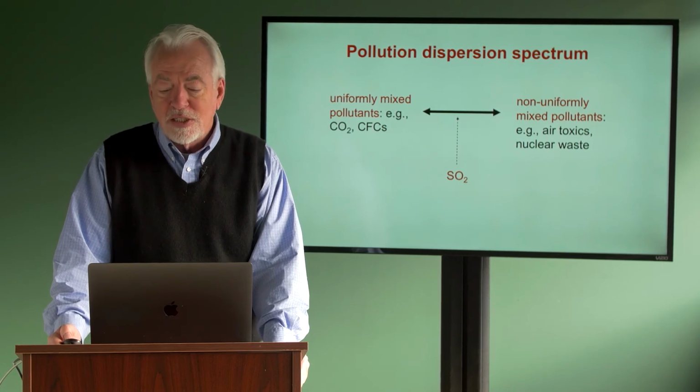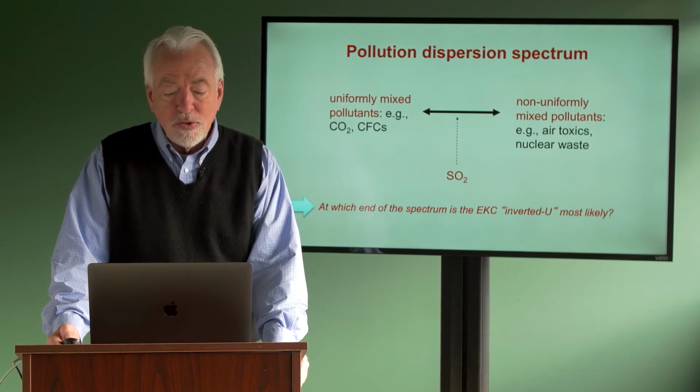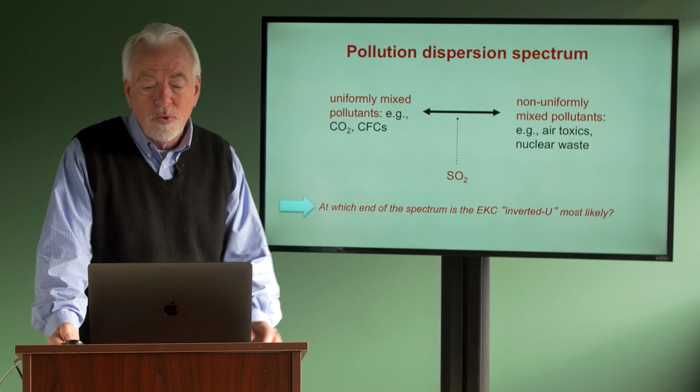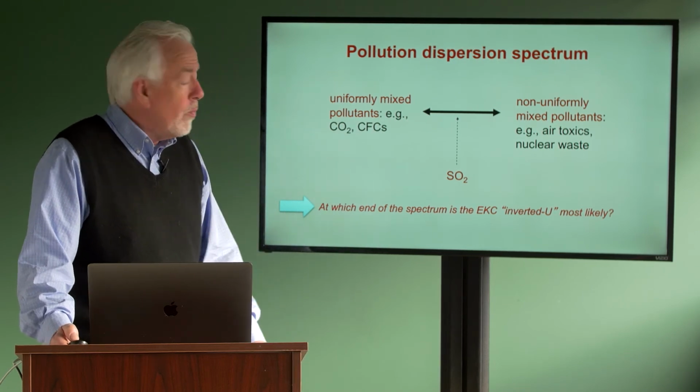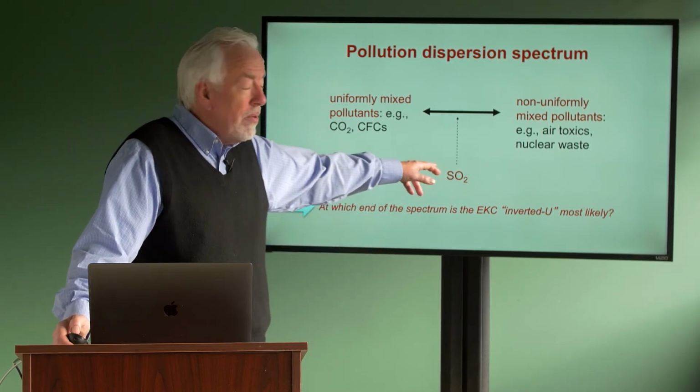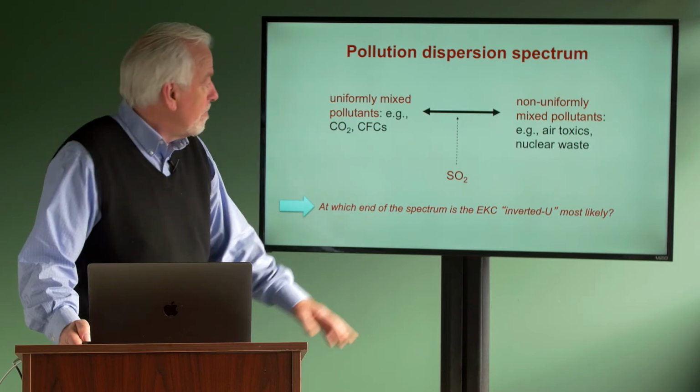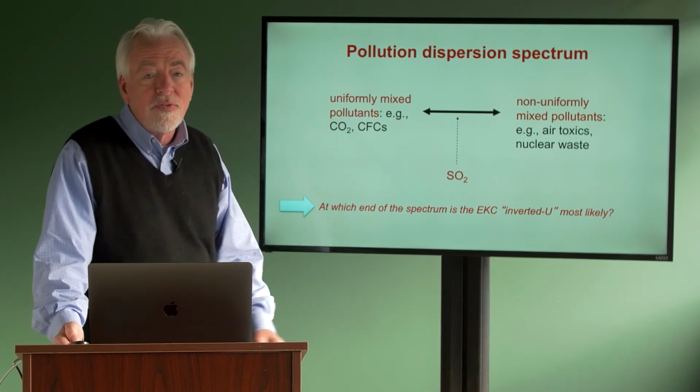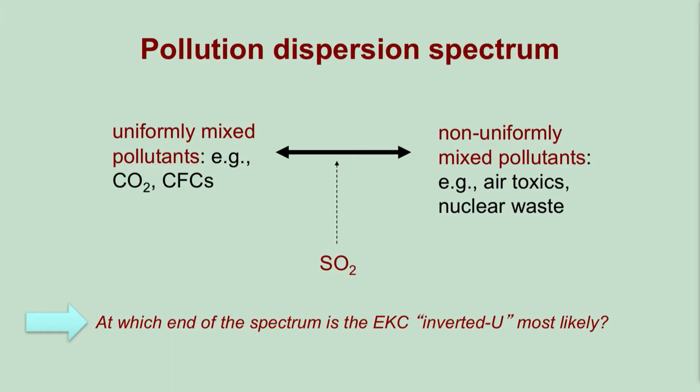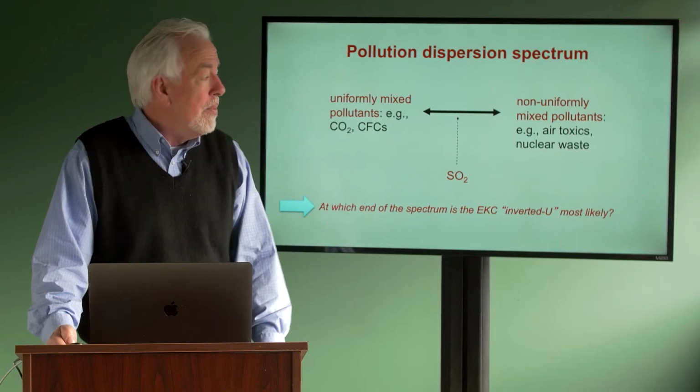So at which end of the spectrum is the environmental Kuznets curve, that inverted U, most likely? Well, I think one could make an argument that it's actually most likely in the middle of the spectrum. At this end of the spectrum, where you've got global pollutants, the incentive for governments to do anything about the pollutants is limited by the international free rider problem. What any individual government does isn't going to really solve the problem. And in the absence of an international agreement, they're not going to do much, right?